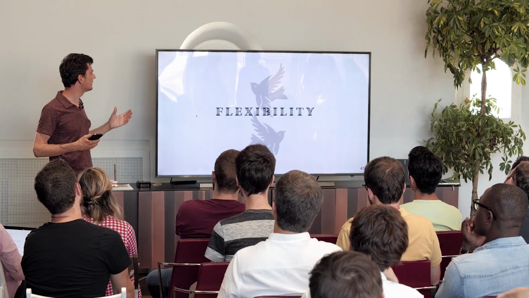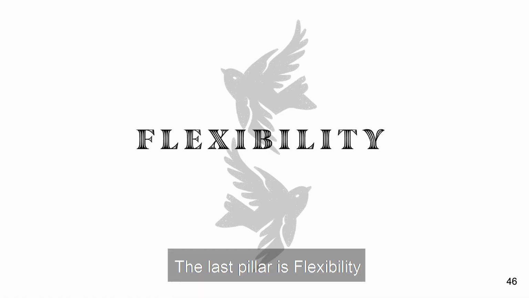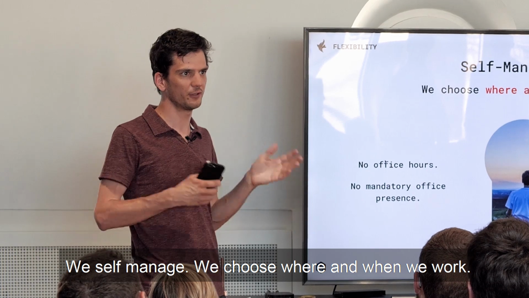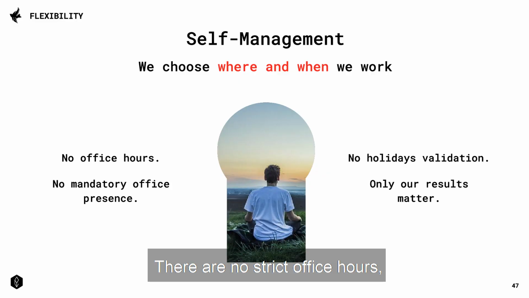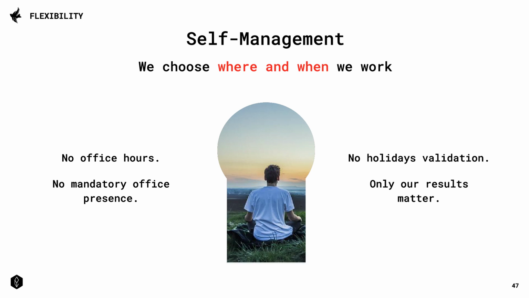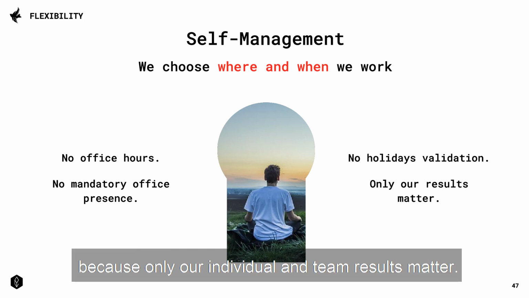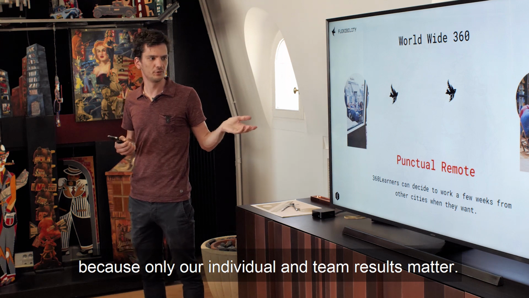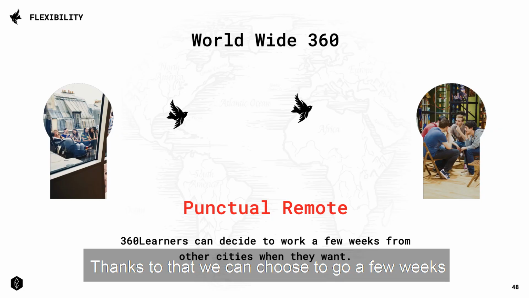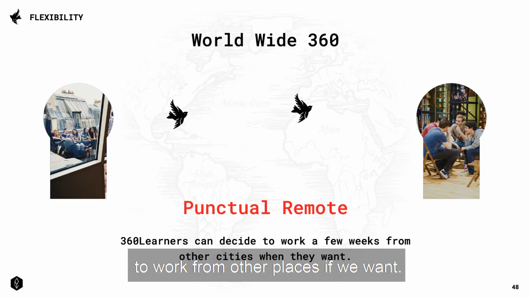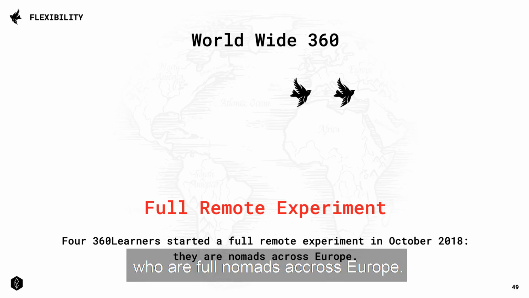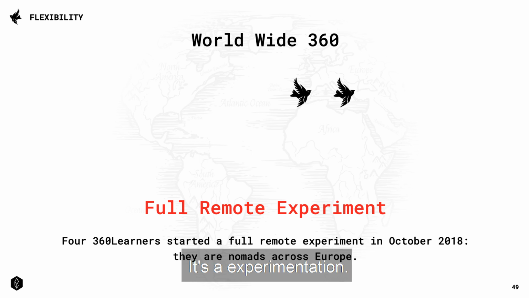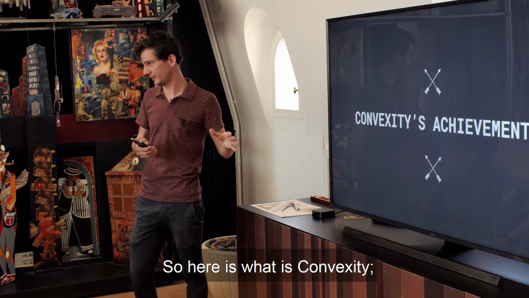The last pillar is flexibility. So we self-manage. We choose where and when we work. So there are no strict office hours, no mandatory office presence, and no holiday validation, because only our individual and team results matter. Thanks to that, we can choose to go a few weeks to work from other places if we want. And we have a few 360 runners who are full nomads across Europe. It's an experimentation. So here is what Convexity is.